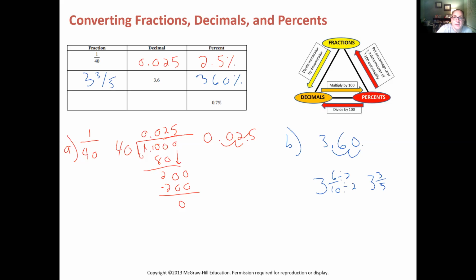And for the last one, I'll call that C. They're giving us 0.7%. So they're giving us a percent. So to go from a percent to a decimal, we go 2 to the left. So 1, 2. It would be 0.007.